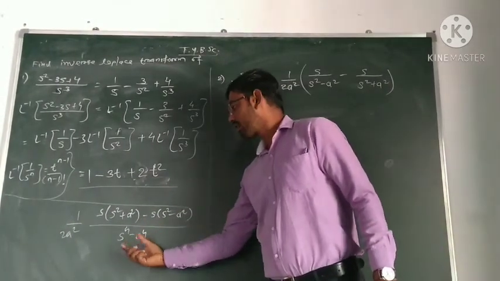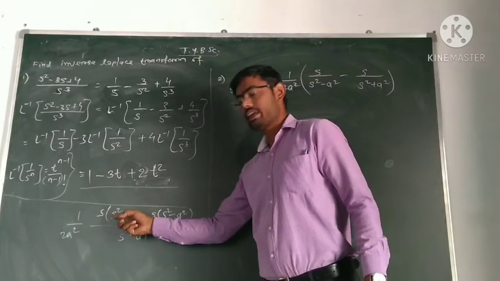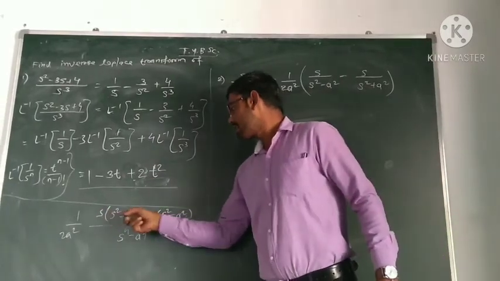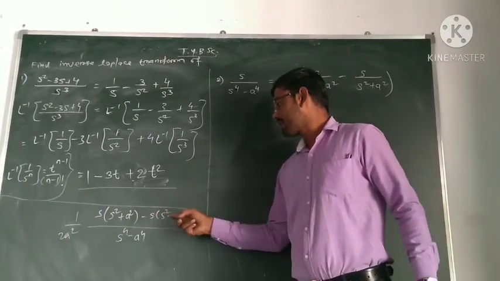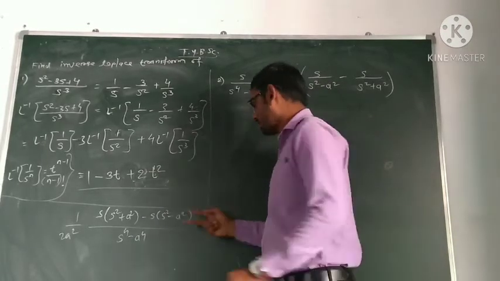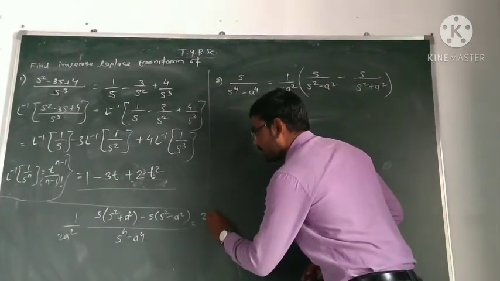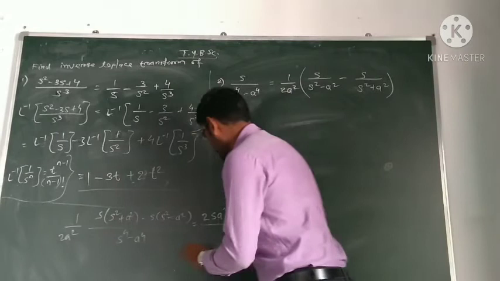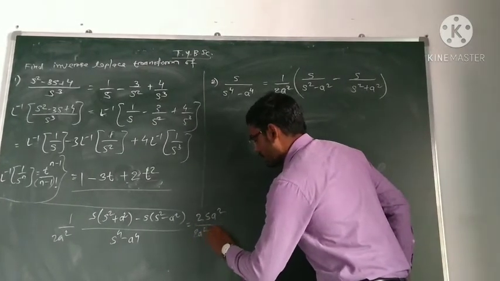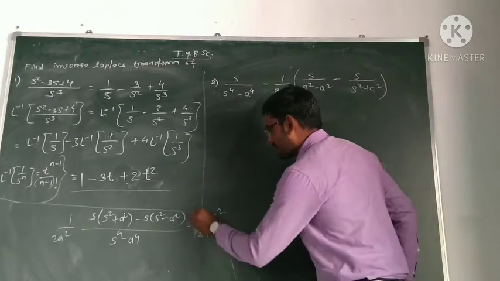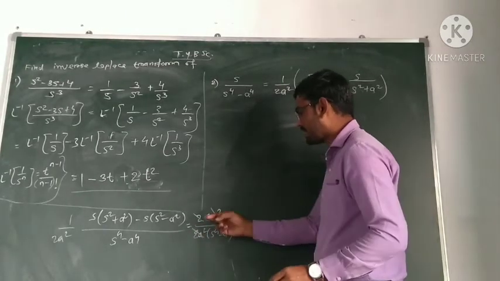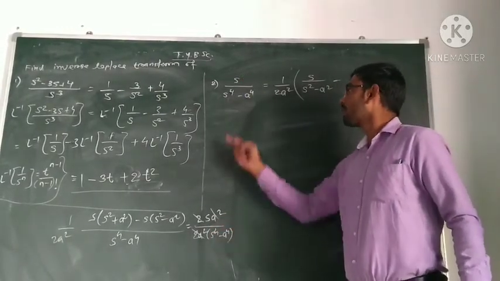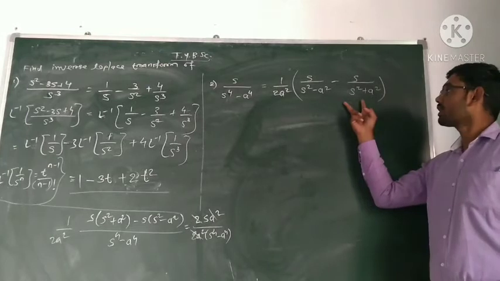There is no problem in the denominator. Here s into s square, s cube minus s into s square, s cube. S cube minus s cube get cancelled. S into a square plus s into a square. So the numerator becomes 2 times s a square, upon twice a square into s raised to power 4 minus a raised to power 4. Twice a square get cancelled. So remain only s upon s raised to power 4 minus a raised to power 4. So this is okay.